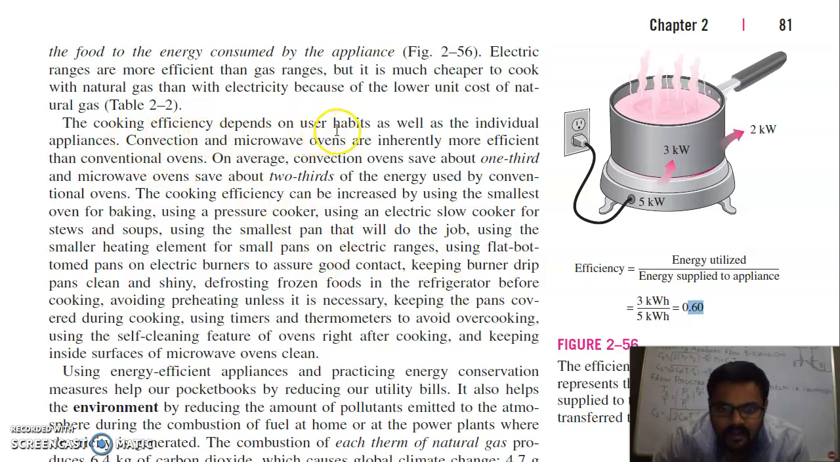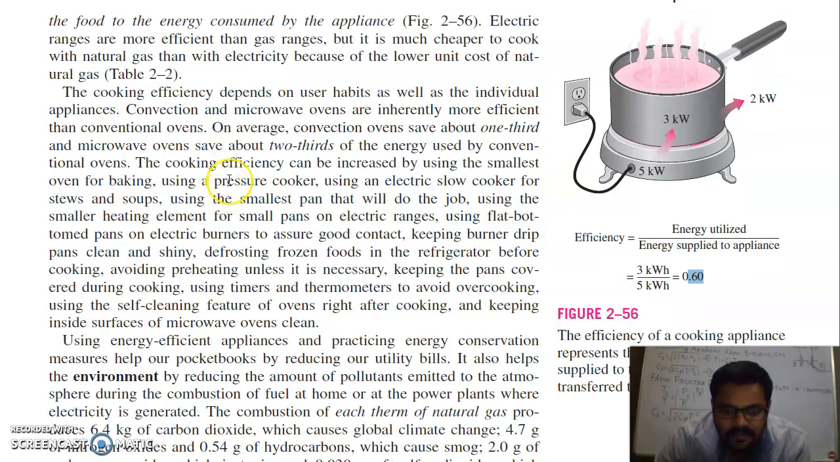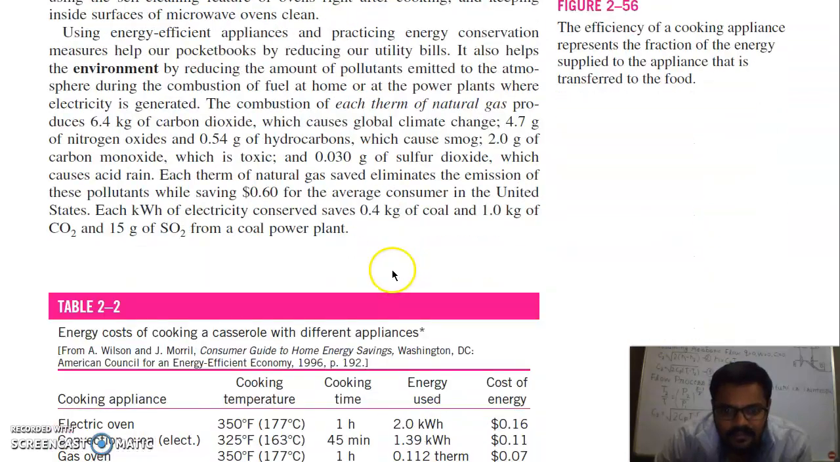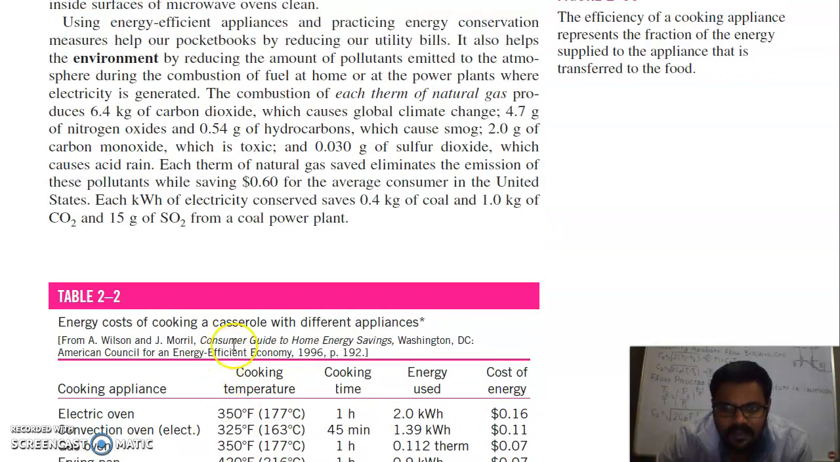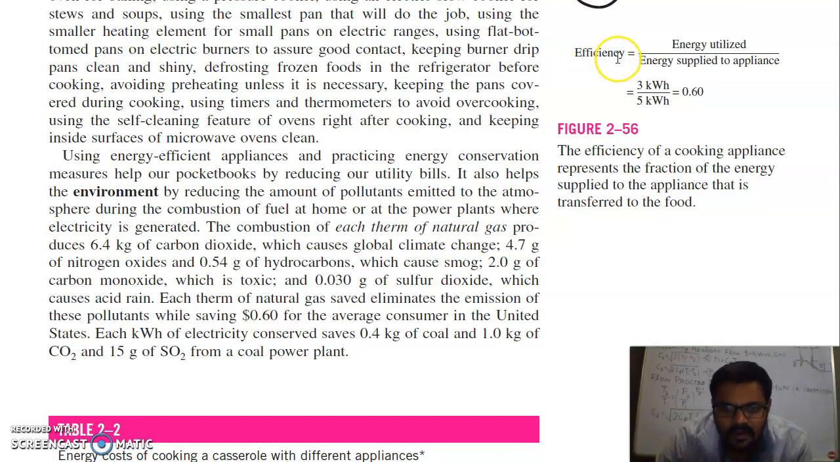The cooking efficiency depends on user habits as well as individual appliances. There are different appliances which we use for cooking. You can see in this table, the electric oven: cooking temperature is 350, cooking time is 1 hour, energy used 2 kilowatt hour, and there is a cost of energy. When you use a gas oven, frying pan, toaster or microwave oven, it is the lowest. So definitely it is an important parameter in the case of cooking appliances. We want this efficiency to be more, so that precious heat will be saved.